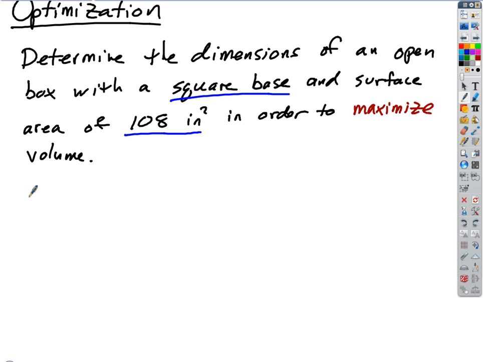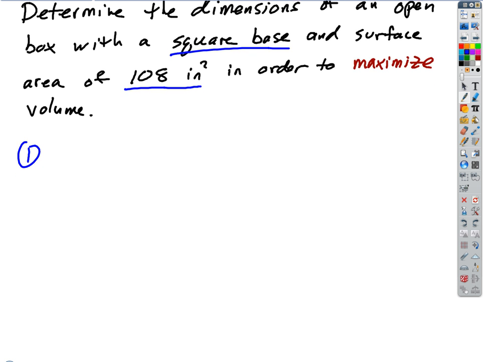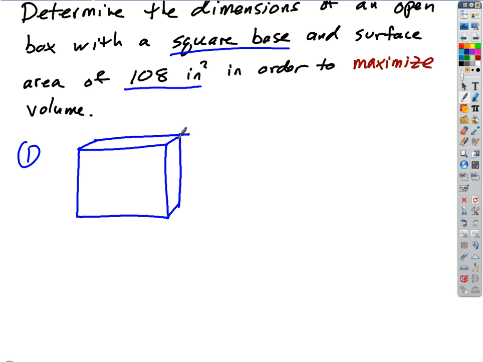Okay, so step 1. What's this going to look like? It's an open box with a square base, and as we're drawing this, we'll want to add the variables. So there's our open box, right? You can tell it's an open box because you can see that back corner. You see how that works? That's kind of a good way to do it.